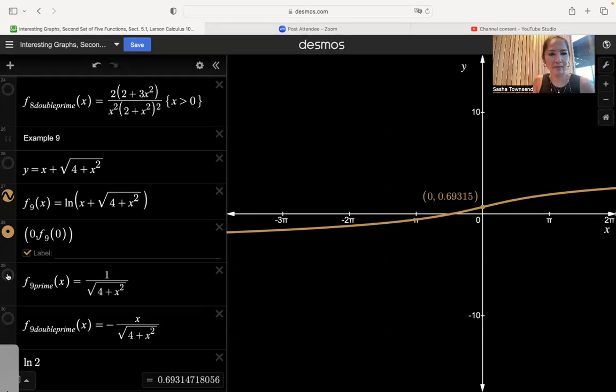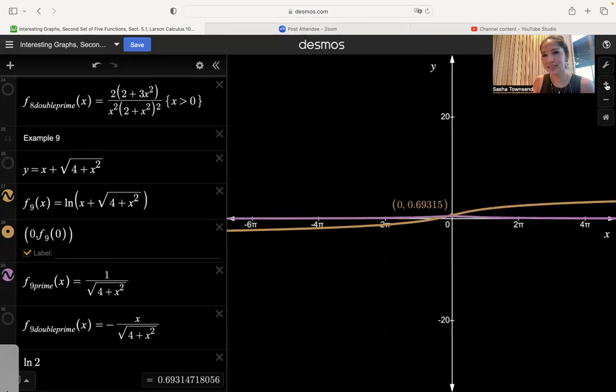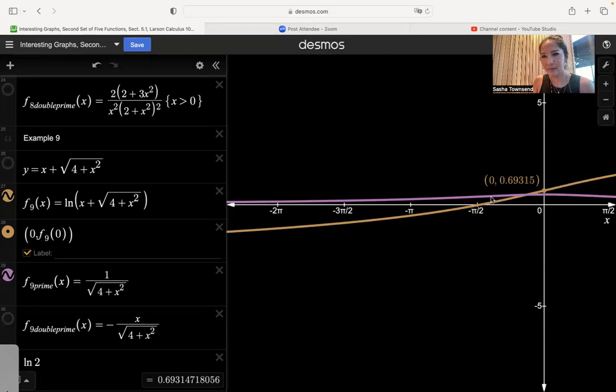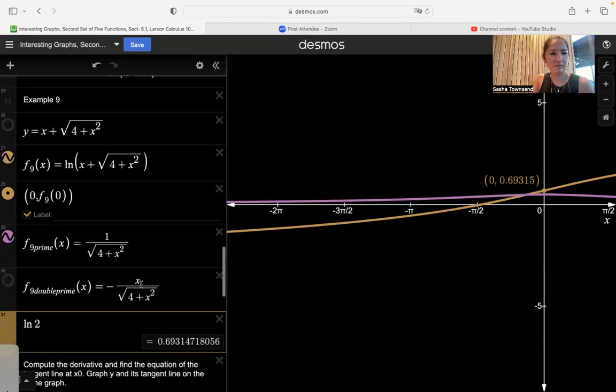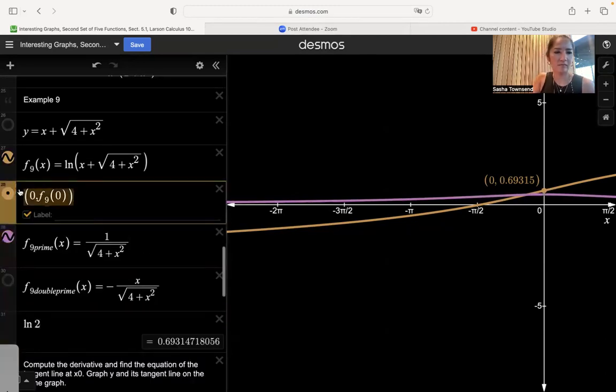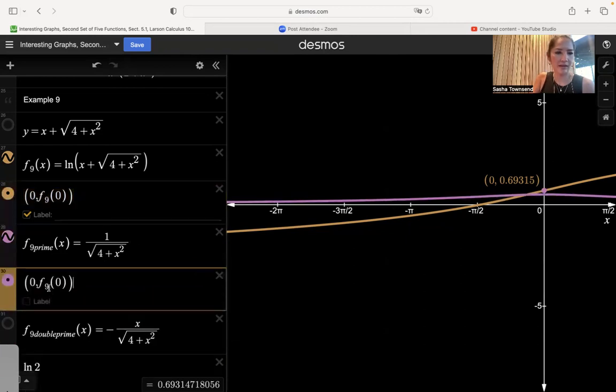Let's look at the derivative. The derivative should be positive the whole time, right? And it is. It looks like it has a maximum somewhere in here. Yes, it should have a maximum at the point of inflection, right? So let's evaluate the derivative at 0 as well. So it has a value of 1/2. That makes sense.